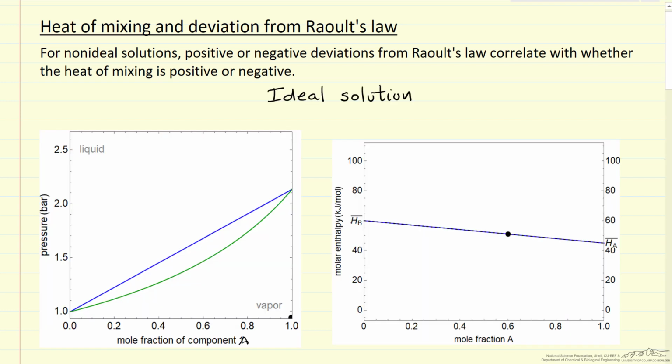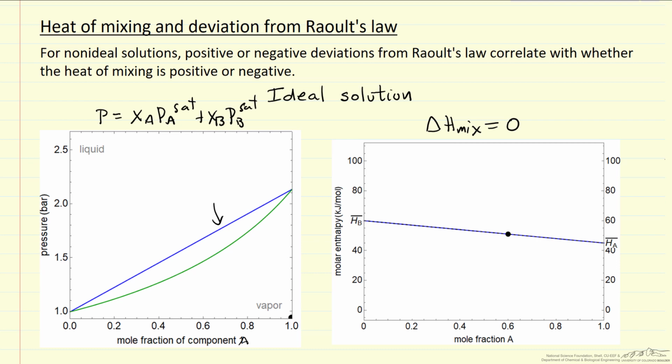For the ideal case, the pressure above a liquid mixture is the mole fraction of component A times the saturation pressure of A plus the mole fraction of B times the saturation pressure of B. This is just from Raoult's law, and that corresponds to this line. Ideal behavior implies that delta H of mixing is zero. This also has the excess enthalpy. So we want to compare this to where we have deviations from Raoult's law.